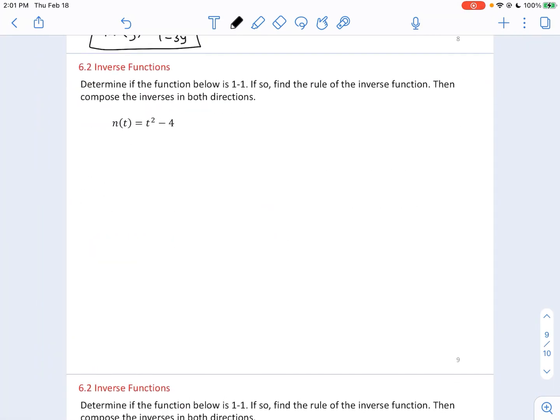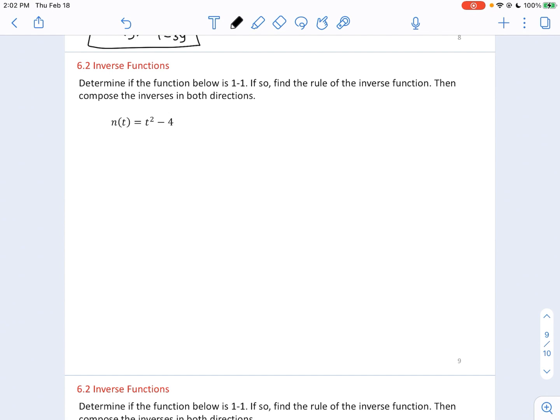Determine if the function below is 1 to 1. If so, find the rule of the inverse function, then compose the inverses in both directions. t squared minus 4 is a shifted down parabola, so it has a shape like this. This is not 1 to 1. It fails the horizontal line test. So this has no inverse function, and we're effectively done with this slide. If it's not one-to-one, no inverse function.